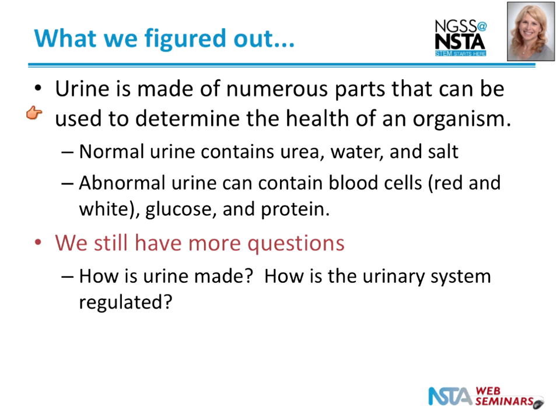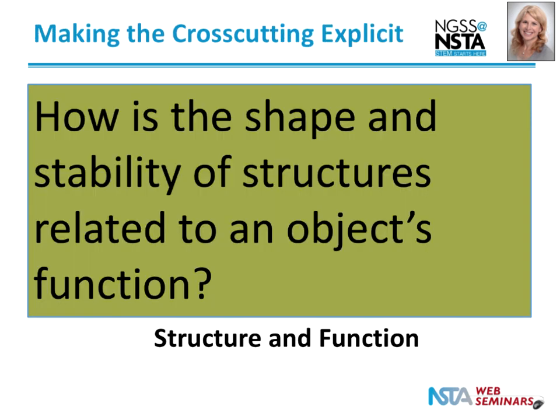And what they figured out is that urine is made of numerous parts that can be used to determine the health of an organism, that normal urine contains certain components and abnormal urine contains others. And so this helped and supported us in developing new questions, and we still had more questions from the very beginning about how urine was made and how the urinary system is regulated. And then that created the need to engage in the next unit.